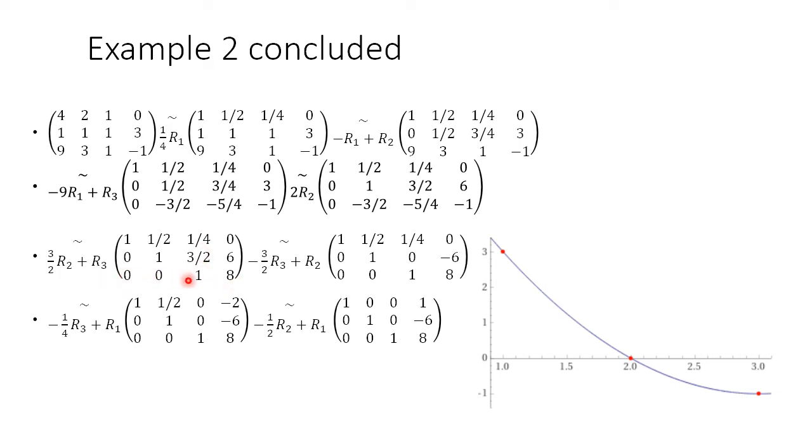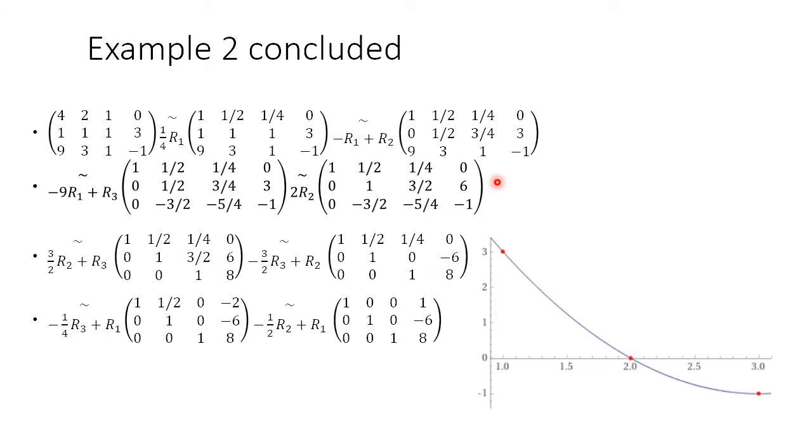So I'm going to do negative 3 halves times row 3 and add that onto row 2, replacing row 2. So I get negative 3 halves times 0 plus 0, which is 0. Negative 3 halves times 0, which is 0, plus 1, so I get a 1. Negative 3 halves times 1 plus 3 halves gives me 0. Negative 3 halves times 8, which is, what is that going to give us? Negative 12. And then adding that to 6 gives me negative 6.